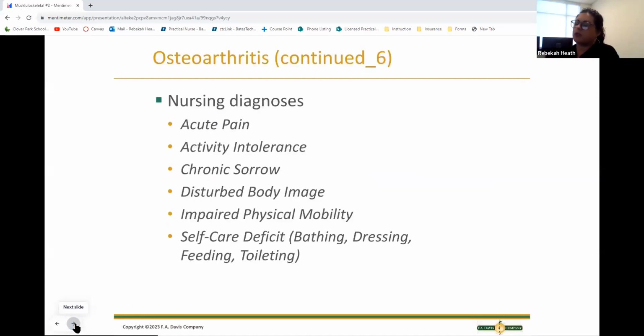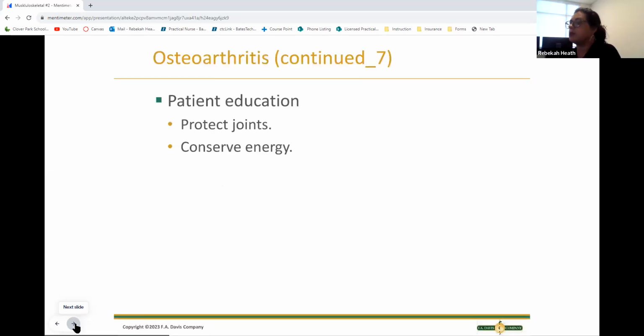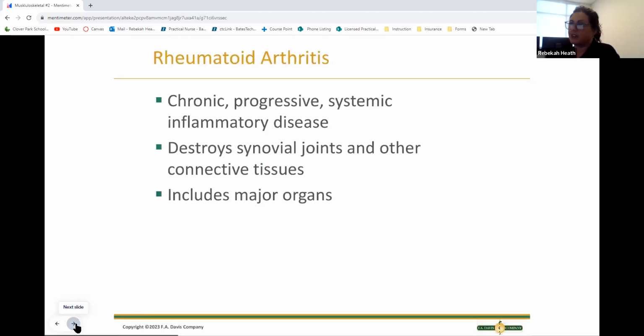So our nursing diagnoses associated with osteoarthritis can be acute pain, activity intolerance, chronic sorrow, disturbed body image, impaired physical mobility, or sometimes even a self-care deficit. They're not able to move around like they normally would. Our education is going to be focusing on protecting their joints and also conserving energy because they're going to maybe not do all that they wanted to.